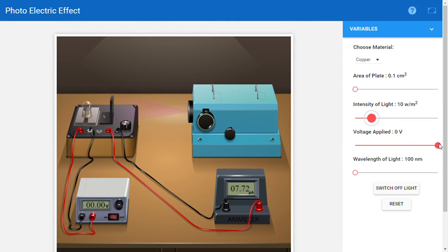For 10 watt per meter square, our stopping potential is 7.8 volts. Now if we see for 20 watt per meter square, the stopping potential is also 7.8 volts, and for 30 it is 7.8 volts. So as we can see, the stopping potential for all three intensities is the same, as increasing the intensity only increases the photocurrent, but the stopping potential remains the same.